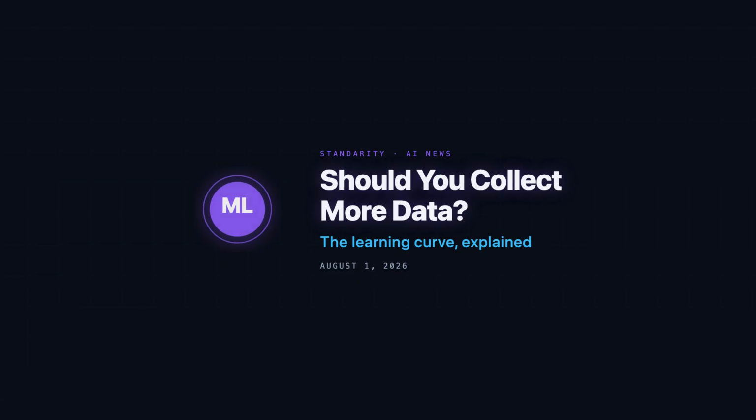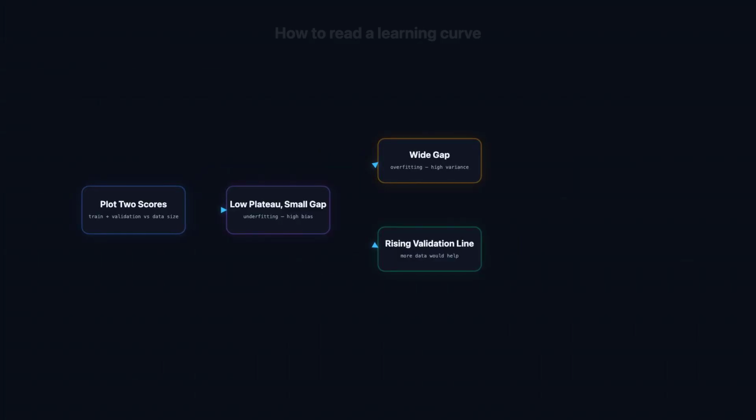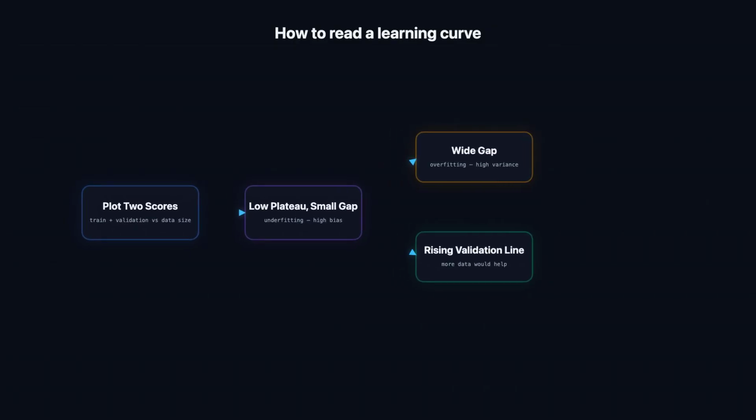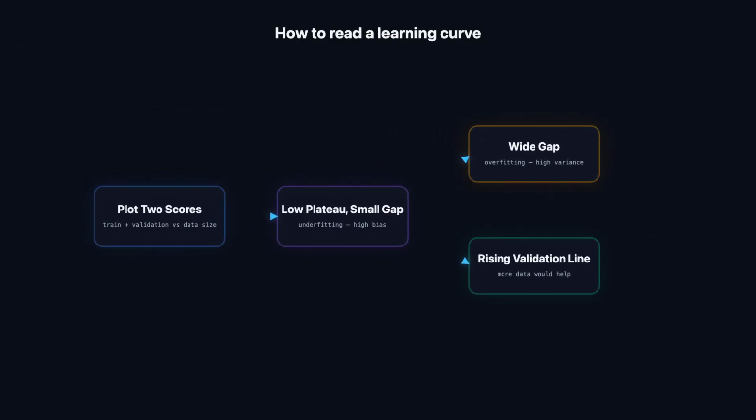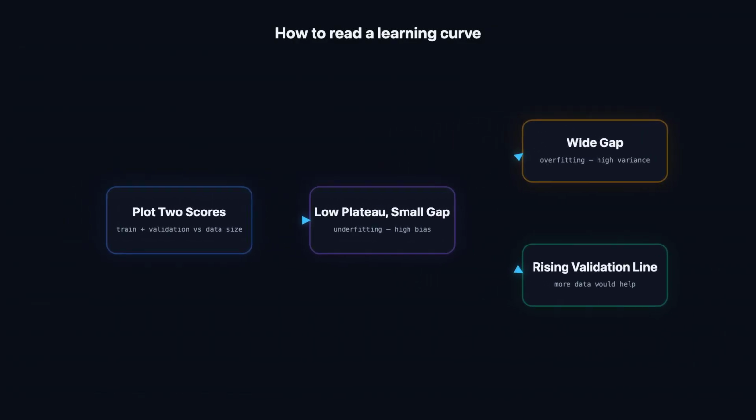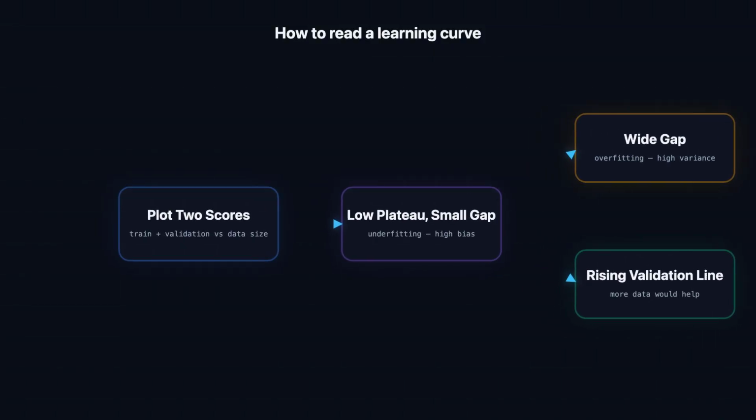It is called the learning curve, and it quietly turns a costly gamble into a clear picture you can act on. So how do we actually read one of these curves? You plot two lines against the amount of training data, and the story lives in how they behave.